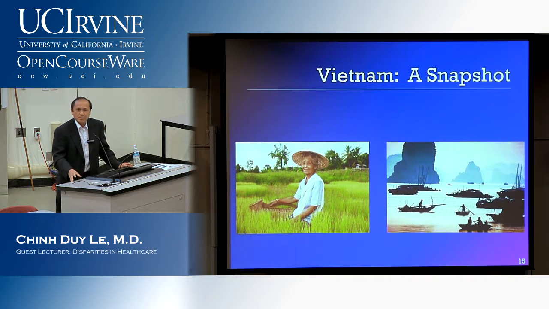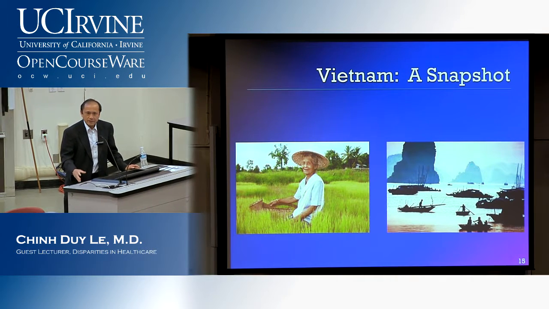Most Vietnamese people live by farming and then fishing. And so it also reflected in the social, economic, demographic of the Vietnamese people in America.